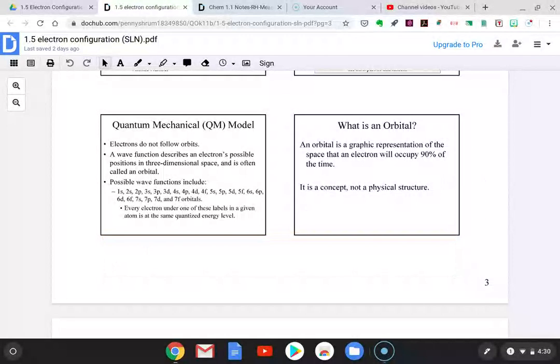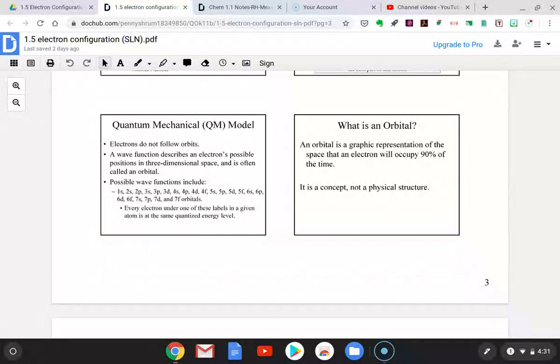And so possible wave functions include what we call 1s, 2s, 2p, 3s, 3p, 3d, 4s, 4p, 4d, 4f, 5s, 5p, 5d, 5f, 6s, 6p, 6d, 6f, 7s, 7p, 7d, and 7f orbitals. So there's lots of possible wave functions here, and they have slightly different shapes and different amounts of energy, but every electron under one of these labels in a given atom is at the same quantized energy level.